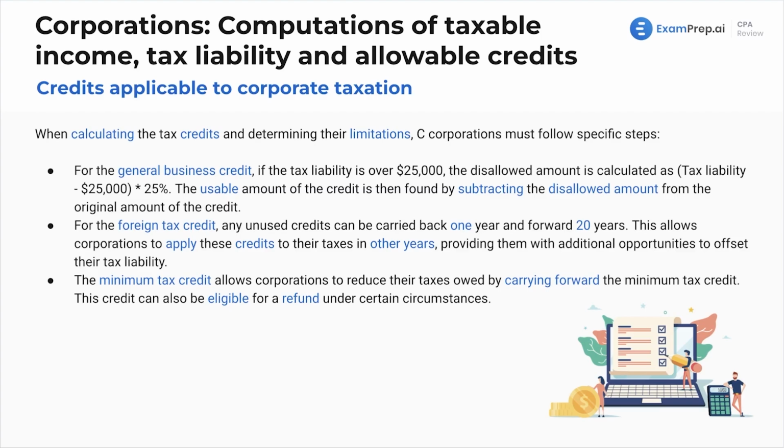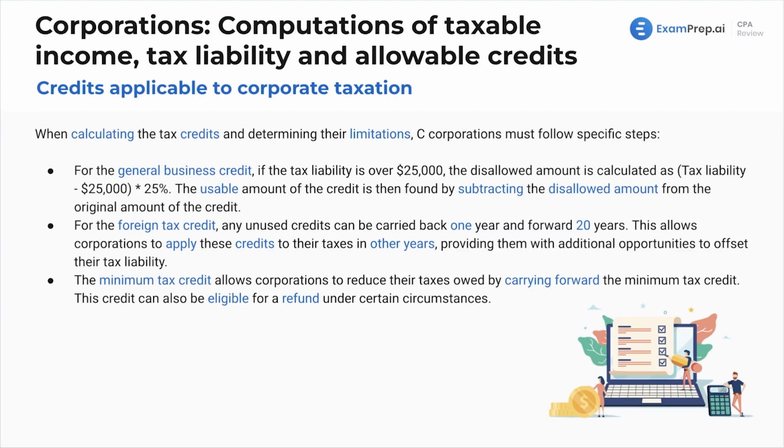When calculating the tax credits and determining their limitations, C Corps have to follow these steps. For the general business credit, if the liability is over $25,000, the disallowed amount is calculated as the tax liability minus $25,000 times 25%. The usable amount of the credit is then found by subtracting the disallowed amount from the original amount of the tax credit. For the foreign tax credit, any unused credits can be carried back 1 year and forward 20. This allows corporations to apply these credits to their taxes in other years, providing them with additional opportunities to offset their tax liability. And then lastly, the minimum tax credit allows corporations to reduce their taxes owed by carrying forward the minimum tax credit. This credit can also be eligible for a refund under certain circumstances.